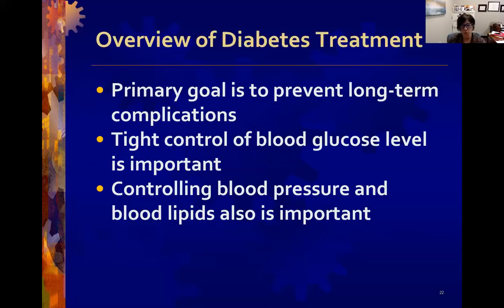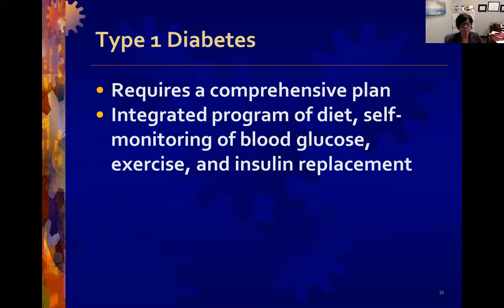The primary goal is to prevent long-term complications. So you want to have tight control of your glucose levels, and also control blood pressure and control lipids, because half the time diabetics die from heart disease and poorly controlled cholesterol issues. So again, keeping tight control of those glucose levels, because that's when long-term complications occur.